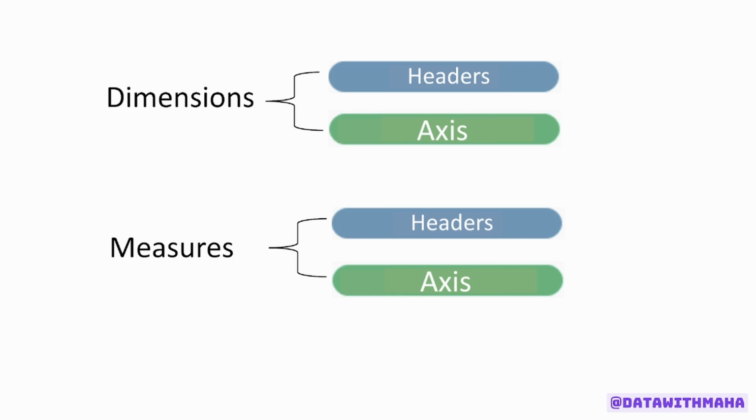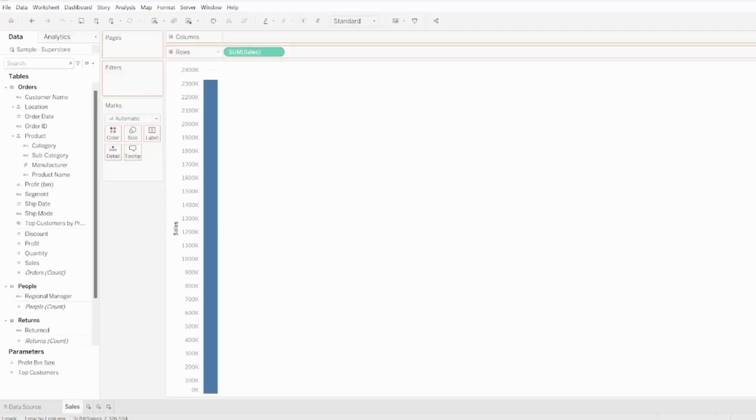The thing about dimensions and measures is they can swap between being continuous and discrete, and these are the possible combinations of fields in Tableau. It really depends on what you want to create. So let's go into Tableau and see an example of this.